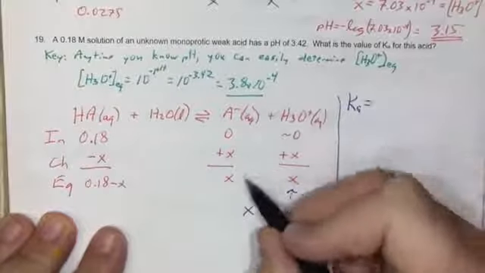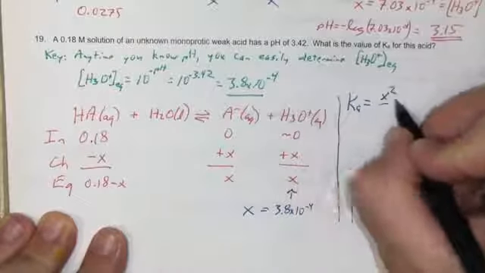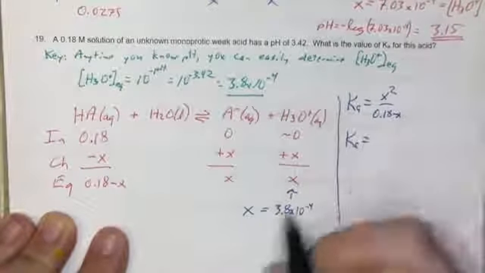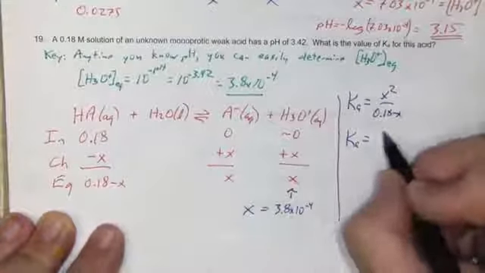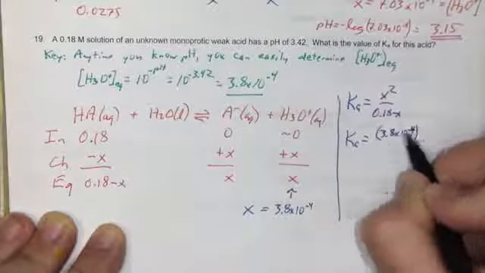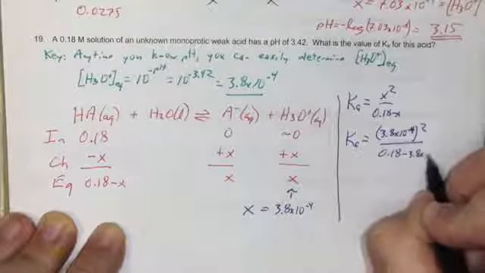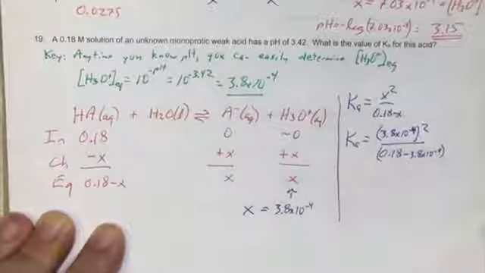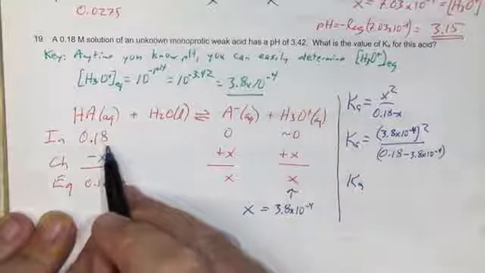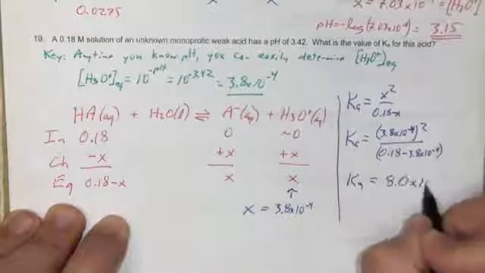Ka equals, and it's always products over reactants raised to their coefficients. So X times X, so it's going to be X squared in the numerator, divided by 0.18 minus X. Well, I know what X is. It's the concentration of hydronium. So in the numerator, 3.8 times 10 to the negative 4, and that whole value squared, divided by 0.18 minus 3.8 times 10 to the negative 4. I'm just going to let my calculator do all of this. And when I solve for Ka, and I'm only going to have two significant figures because of the way that we calculated this, then I get Ka is equal to 8.0 times 10 to the negative 7.